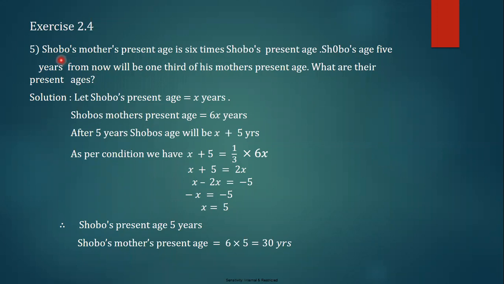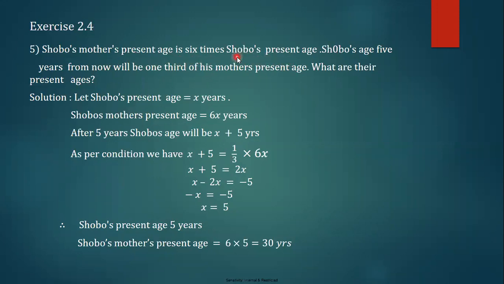It states that Shobhu's mother's present age is 6 times Shobhu's present age. Shobhu's age 5 years from now will be 1/3 of his mother's present age. What are their present ages? The first statement: Shobhu's mother's present age is 6 times Shobhu's present age.